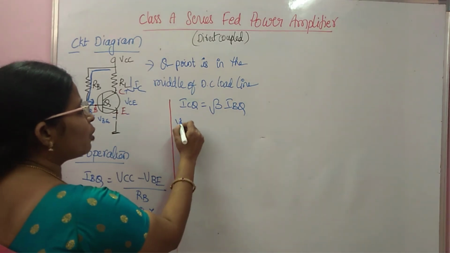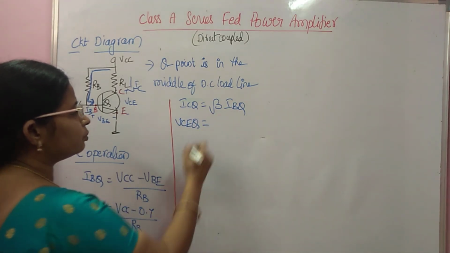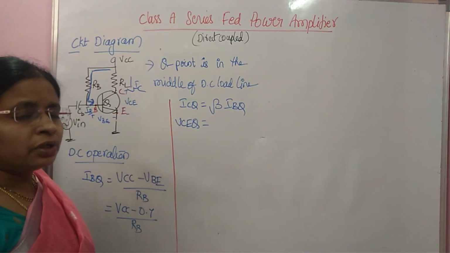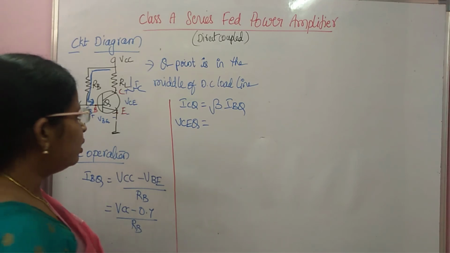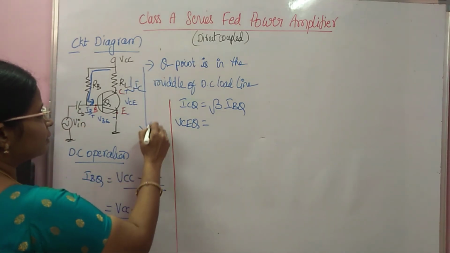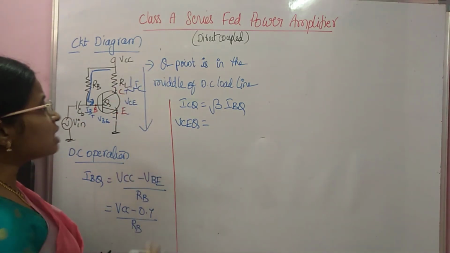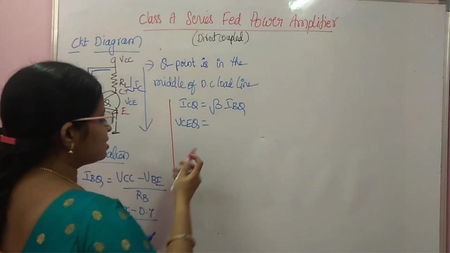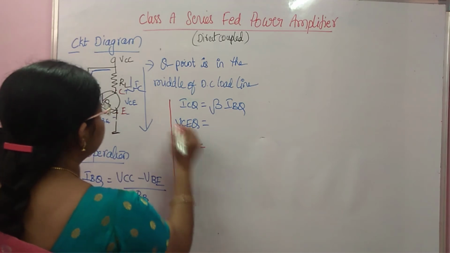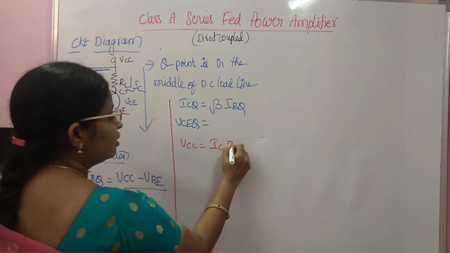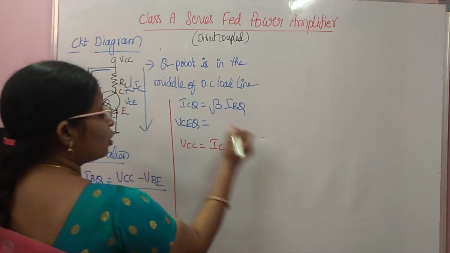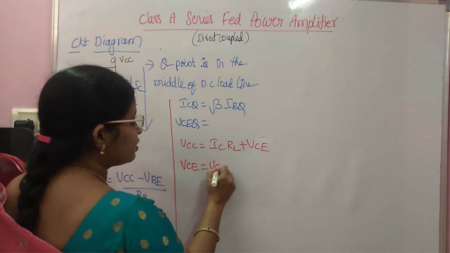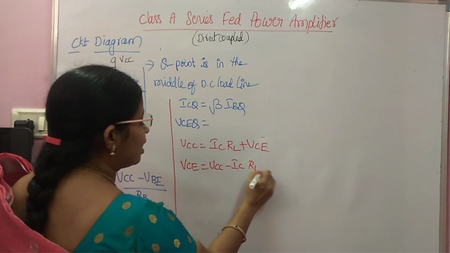Then, another point is VCEQ. These two are the coordinates of the operating point. How to find VCEQ here? We already know the KVL, the output KVL. What is the output KVL? You have to start from VCC. VCC is equal to ICRL plus another voltage, VCE. So what is VCE? VCE is VCC minus ICRL.